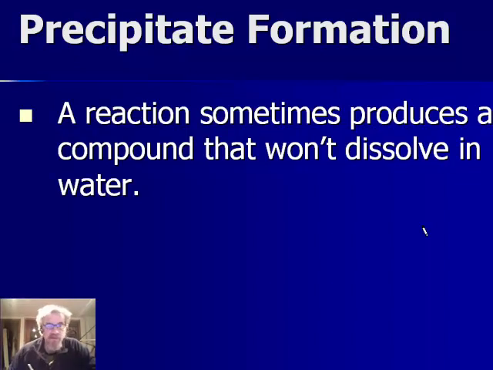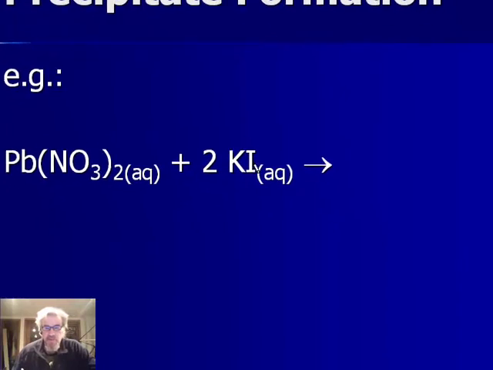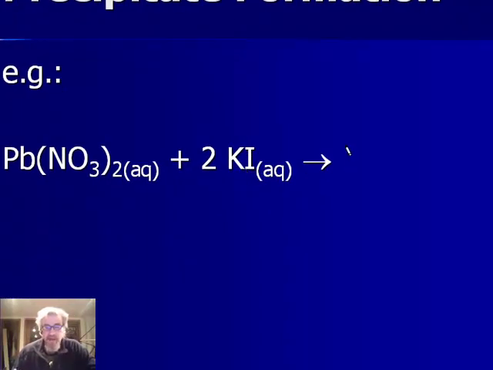Sometimes in a double replacement reaction, you mix two solutions together and it produces a compound as a product that just won't dissolve in water. Here's an example. If I had a solution of lead 2 nitrate, Pb(NO3)2, and I mixed it with a solution of potassium iodide, here's what would happen.